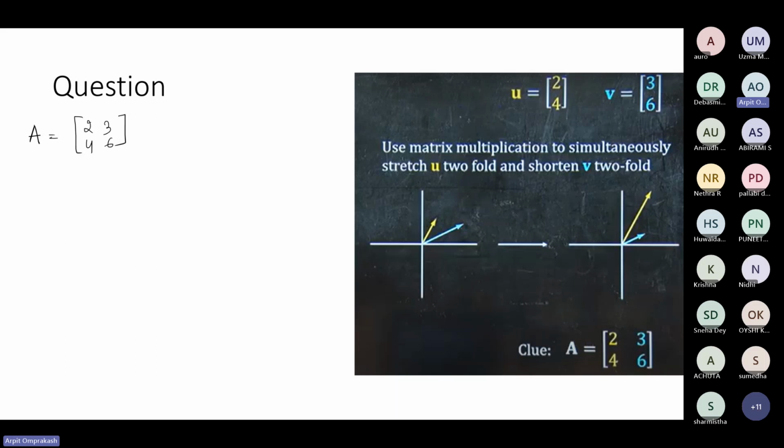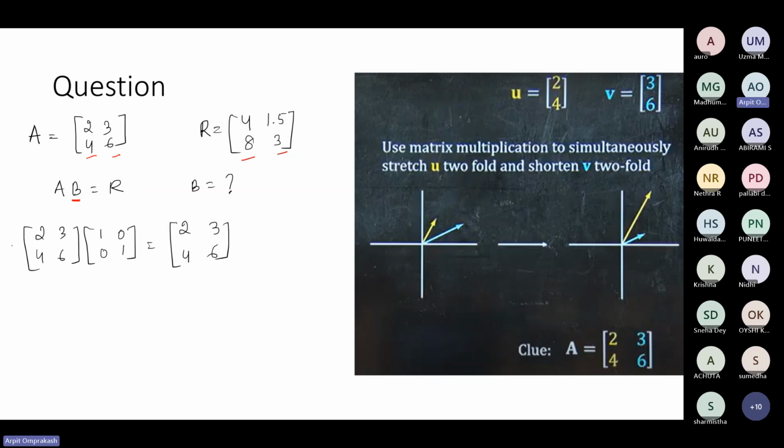We have a clue here, which is to arrange these two as a matrix and then multiply it with some other matrix. So we have the matrix 2, 4, 3, 6, where the columns are vectors U and V. The result that we want to obtain here is 4, 8, 1.5, 3. The first vector 2, 4 is doubled, it becomes 4, 8, and 3, 6 becomes 1.5, 3. So we want to find a matrix B such that if we multiply B with A, we'll get R, the result matrix.